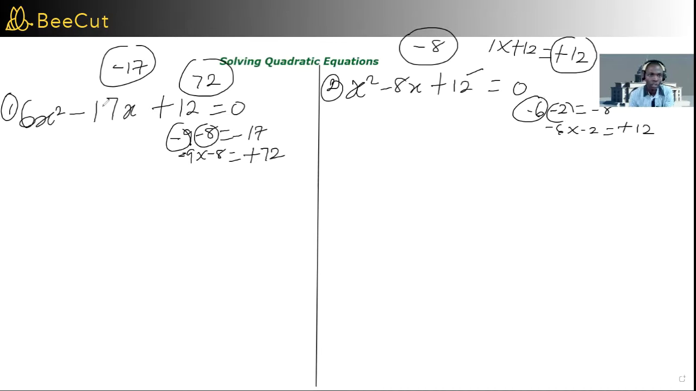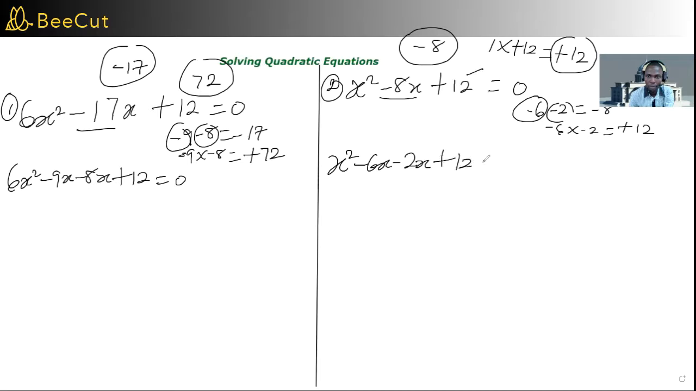Yeah, negative 6. So we're using it to replace the middle item here and to replace the middle item. So for the one on the left hand side, I can say 6x squared minus 9x minus 8x plus 12 equal to 0. Then for the one on the right, I would say x squared, then minus 6x minus 2x, then plus 12 equal to 0. So these are two different questions, but we have been able to look at the factors that we are going to use, multiply the two of them to give us the third number, while the third item, which is a constant, then add them together to give us the middle item, which is the coefficient of x.